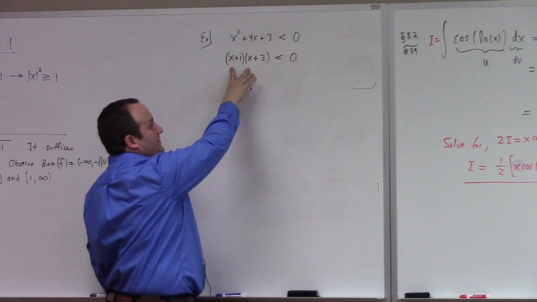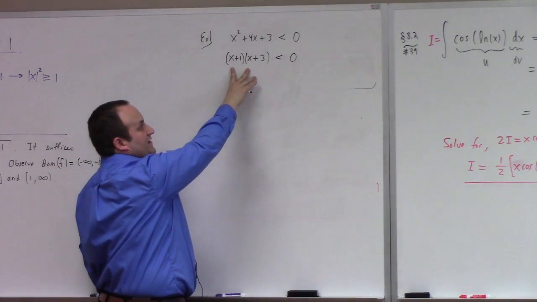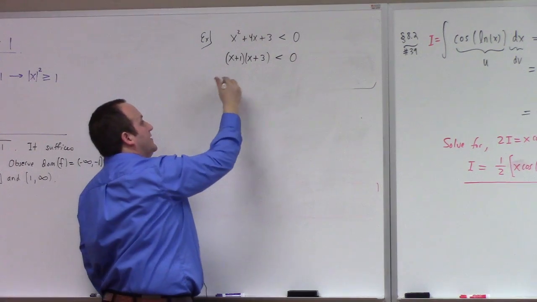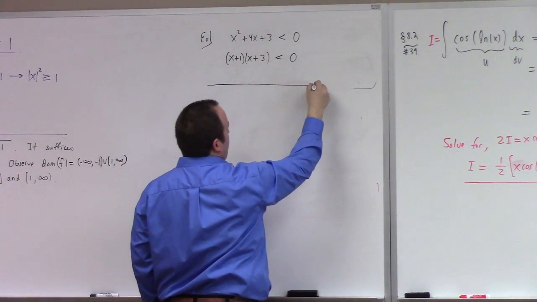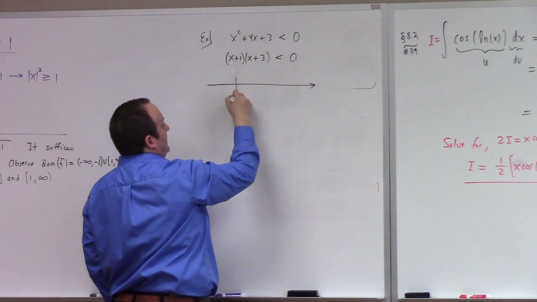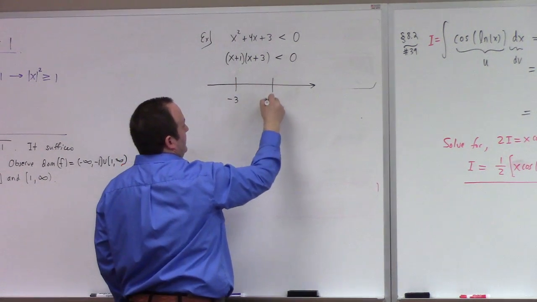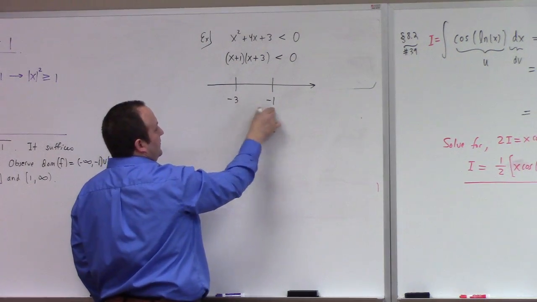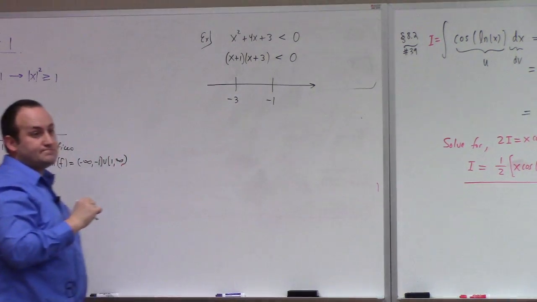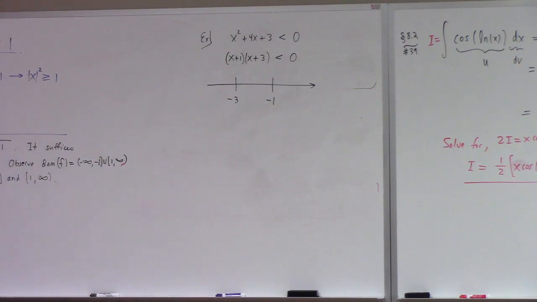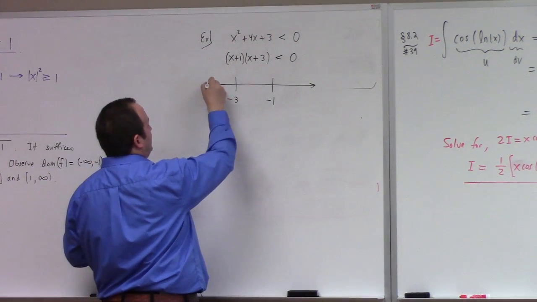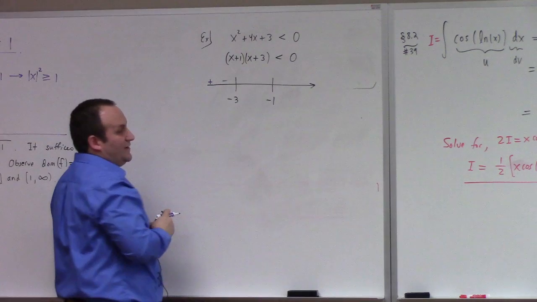This is a continuous function. If I look at f of x is x squared plus 4x plus 3, it's continuous on the reals, right? And so intermediate value theorem, one consequence of that is if I make a number line and I put where the zeros are, in this case minus 3 and minus 1, those are the only places where the function is zero, right? And the intermediate value theorem would say that if there was somehow some way that the function could be positive here and negative here, that wouldn't be possible.